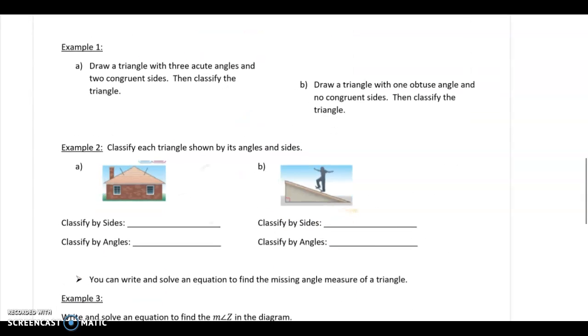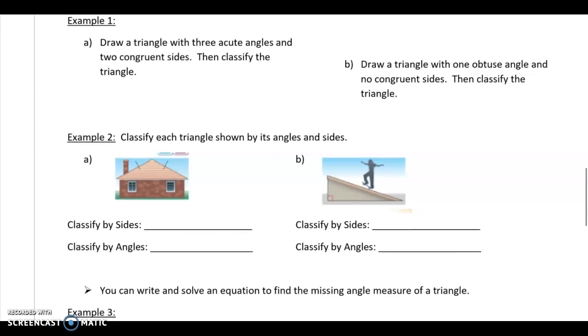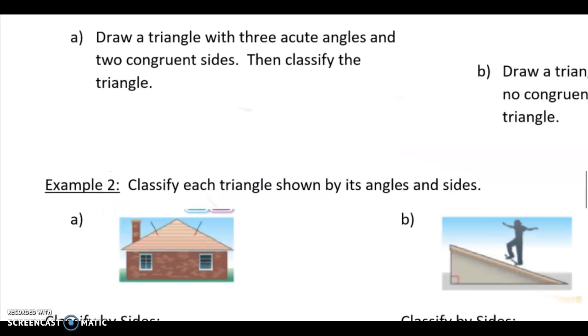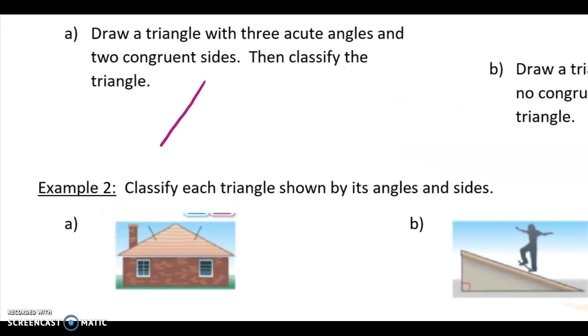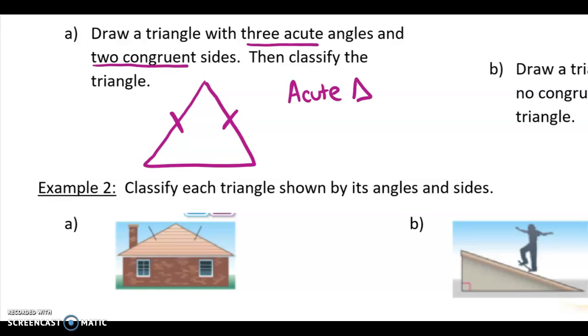All right, draw a triangle with 3 acute angles and 2 congruent sides, then classify it. I'm going to zoom in here. So 3 acute angles. What if it looks like this? I've got acute angles for all of them. And 2 congruent sides. Let's make this side the same measure as this side. Since there's 3 acute angles, it's called an acute triangle. And since there's 2 congruent sides, that's an isosceles triangle. Your triangle can look a little bit different, but that one's kind of easy.